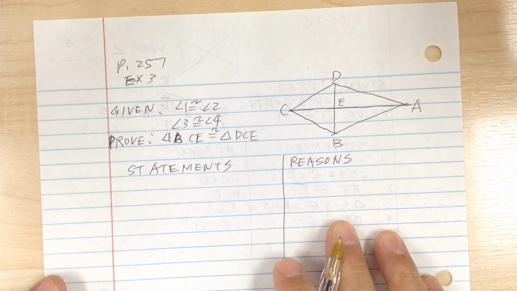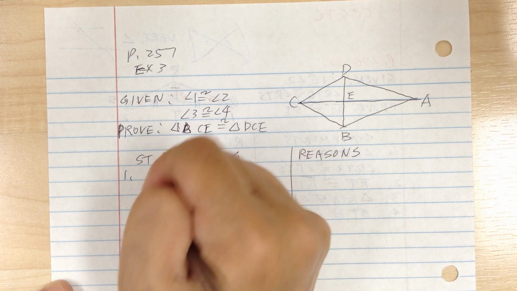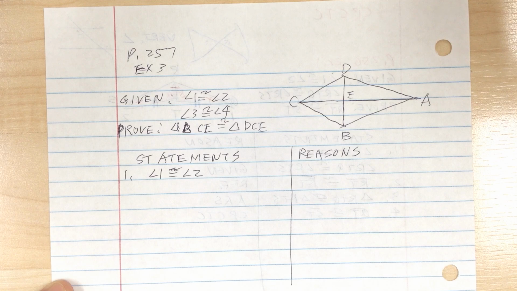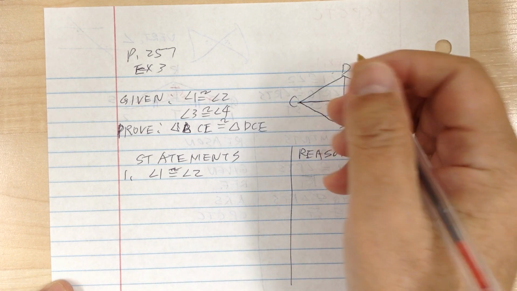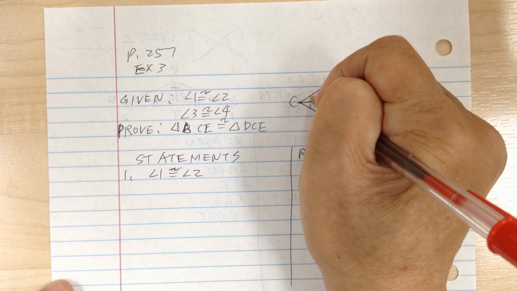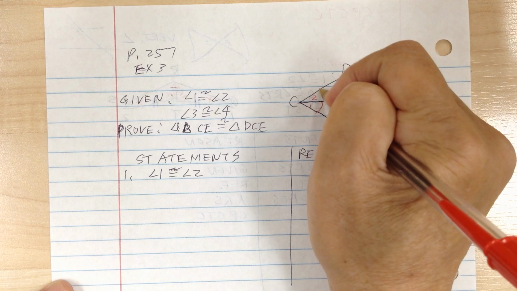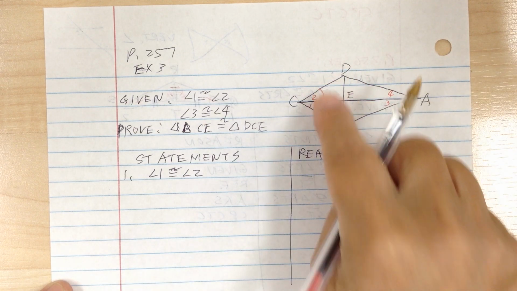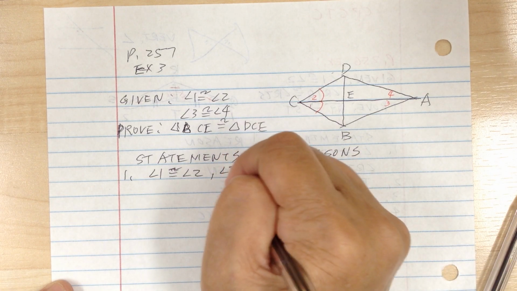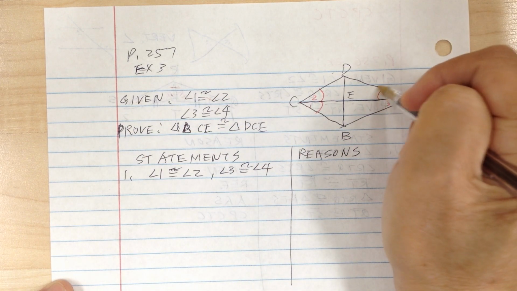Okay, so again, this is how you get ready for the proof. So again, let's go and write down the information. Angle 1 is congruent to angle 2. So when we do that, again, as soon as you write it down, this is angle 1, this is angle 2, 3, 4. So angle 1 is congruent to angle 2. Okay, so mark that. And then it also has angle 3 is congruent to angle 4.